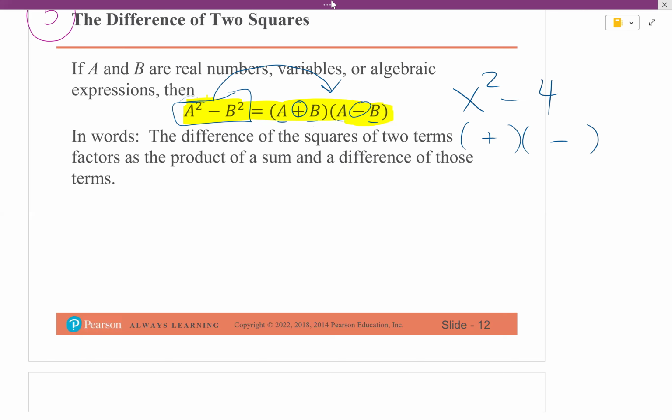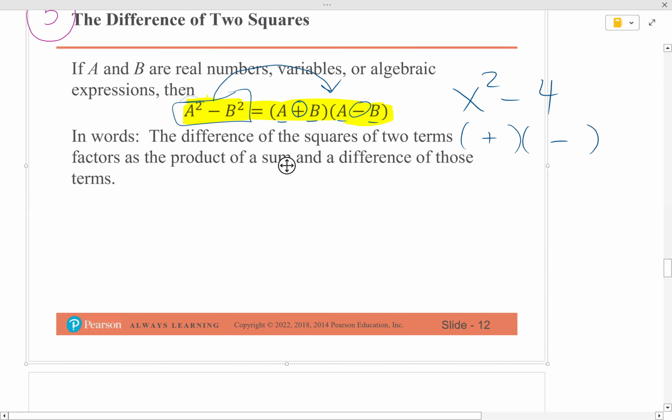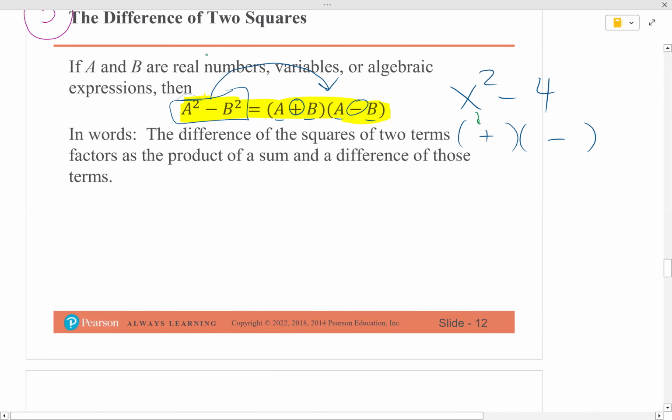And all you have to do is say, all right, what was squared to make the first term? What can you square and give me x squared? That would be an x. And then 4 is what squared? That would be 2 squared. There's a 2 here and a 2 here. Boom. That's it. So that's kind of the formula.